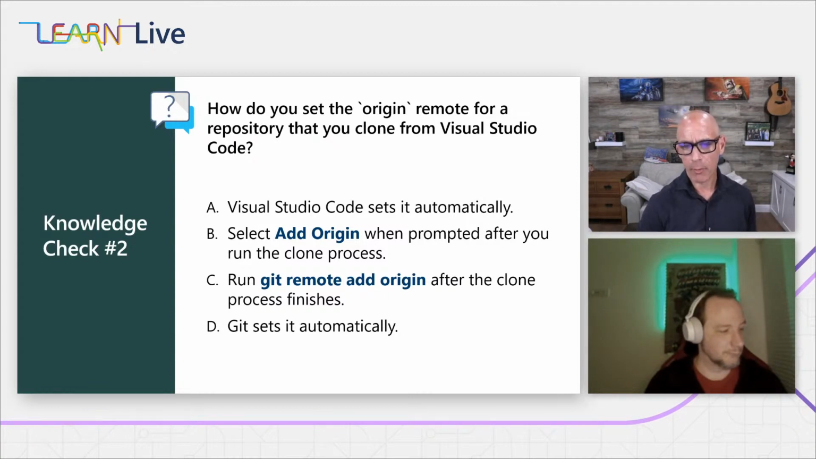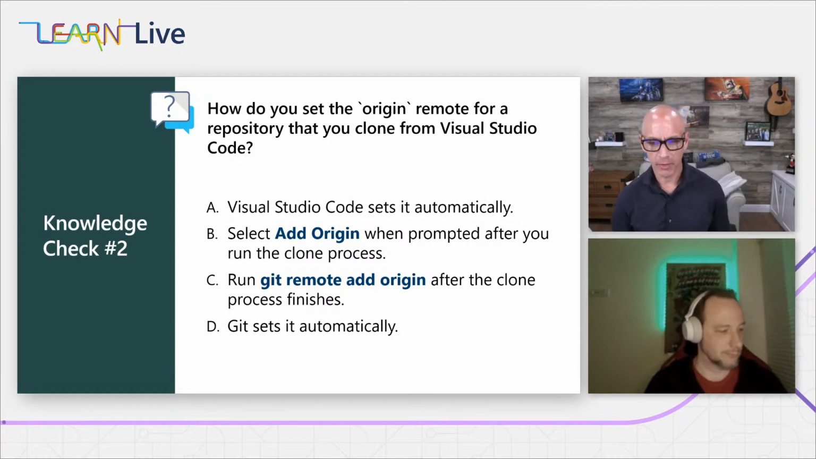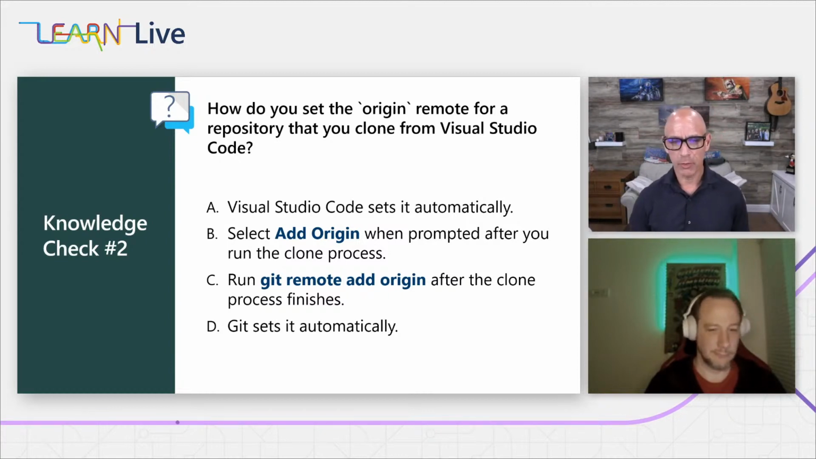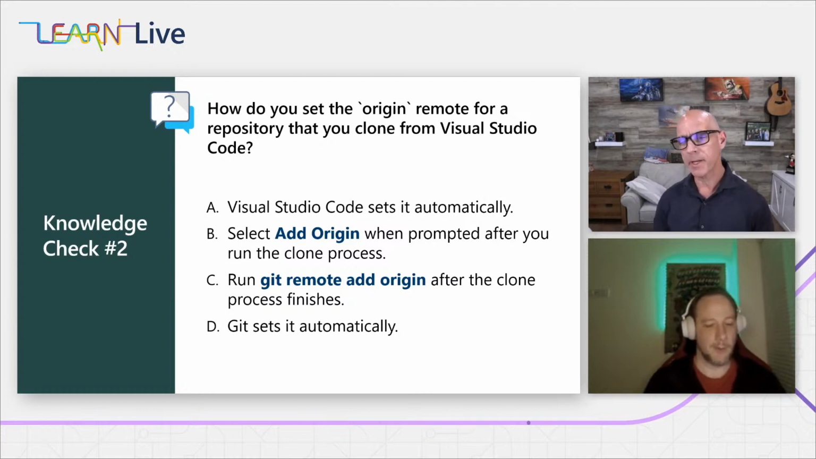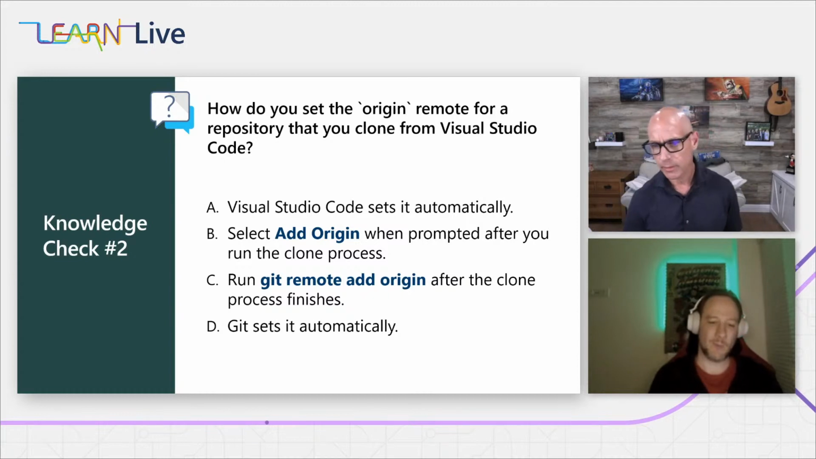Run git remote add origin. That's a terminal command line thing. And after the clone finishes, that's something we could do, but again, I didn't see you do that. So I'm going to say it's not B or C. I like A and D because the word automatically is in both those answers. Now, I'm going to let you guess. I got it down to A and D. Which one do you think it is?